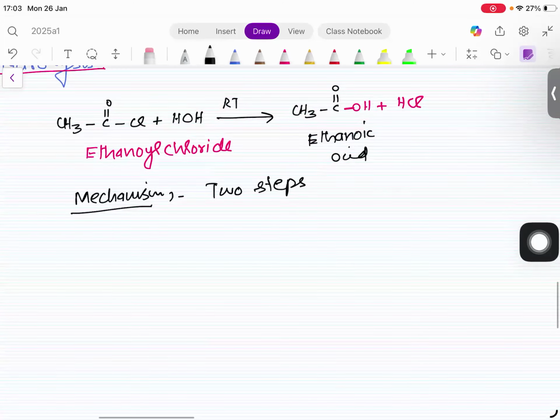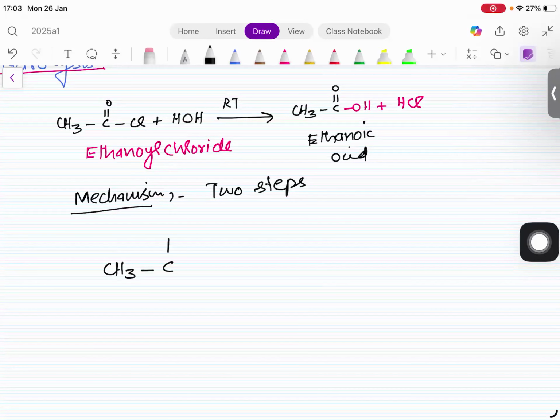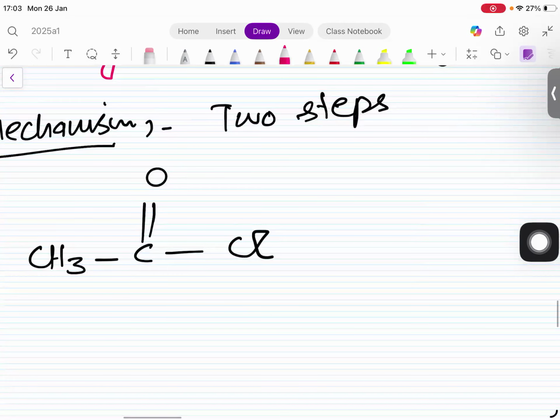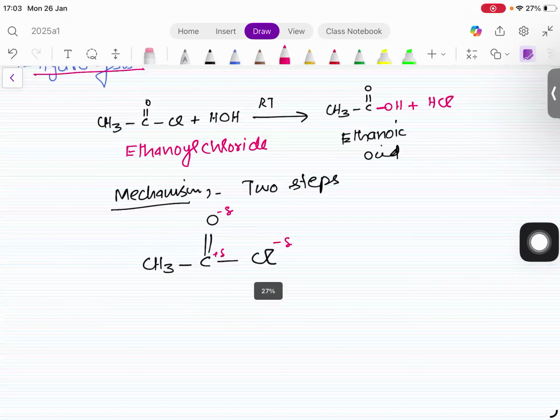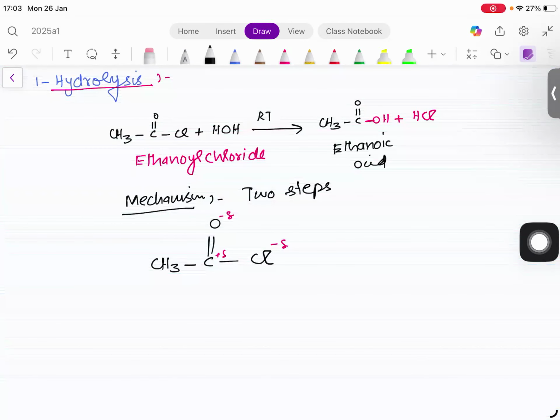You may be thinking that it seems to be the substitution, but it is not. Not the one which we did in AS, the nucleophilic substitution. It's a kind of substitution, but how? Look, due to the electronegativity difference, this is partial negative, this is partial positive, and this is again partial negative.